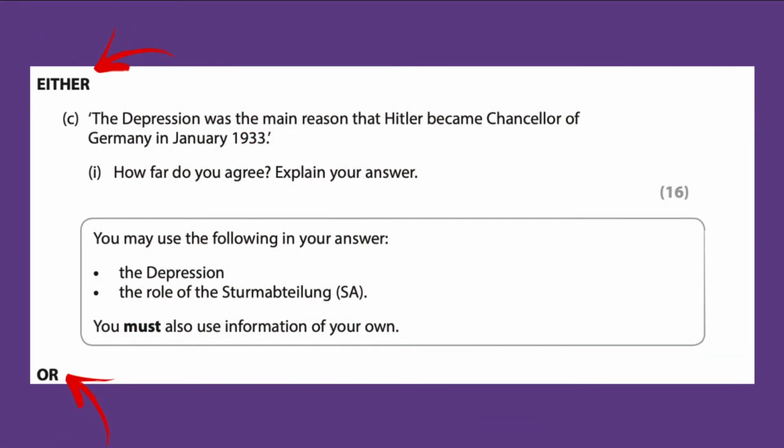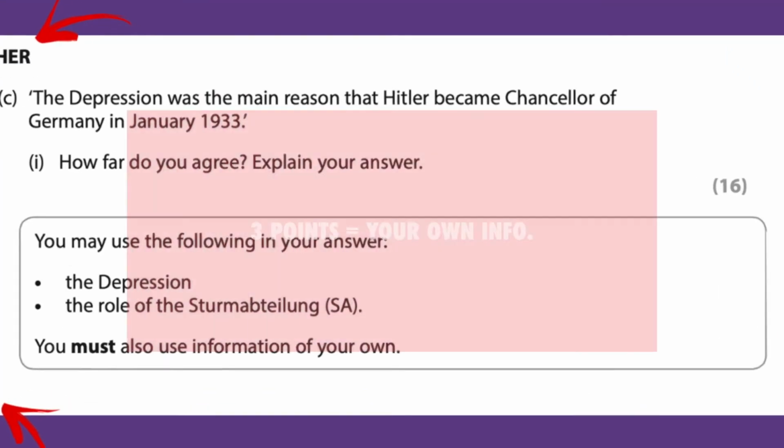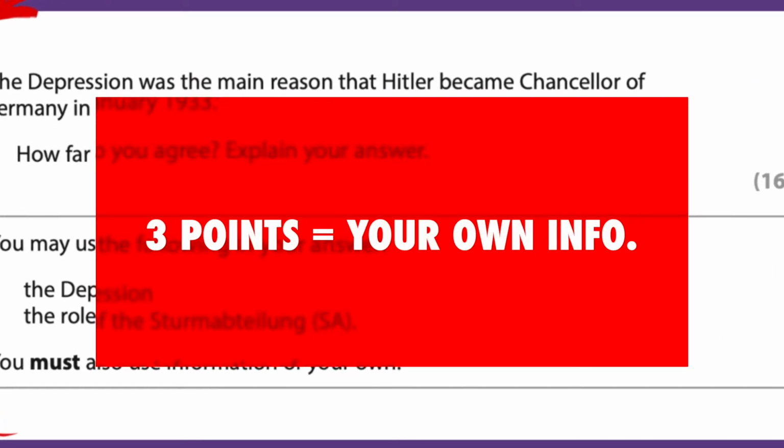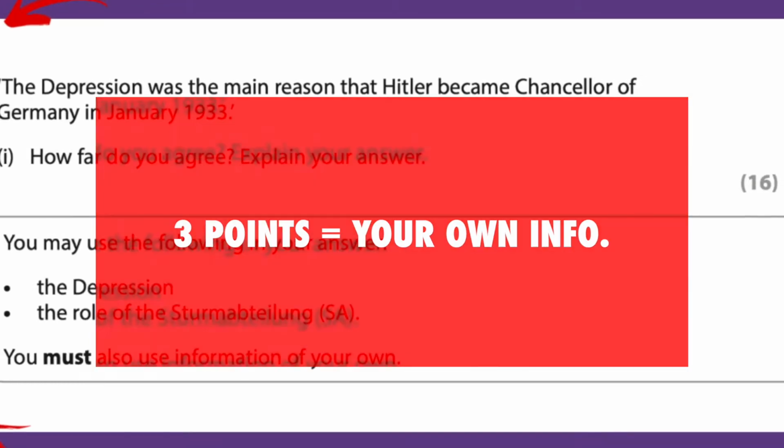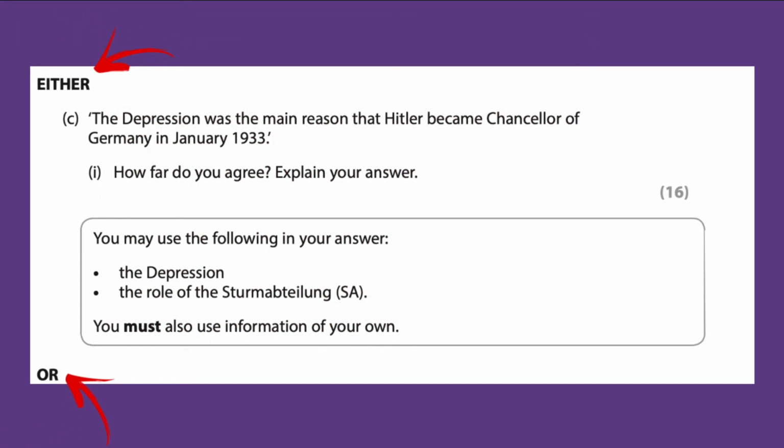Now, some people might do it in another way. For example, they might take 3 whole points from their own. So for example, in relation to the question, I'll just give an example. They'll just give 3 reasons from their own knowledge why Hitler became Chancellor of Germany. Well, you could do that, but one teeny tiny problem with that is that you can waste a lot of time in trying to think out 3 entire reasons on your own, because it's hard to talk about how Hitler became Chancellor of Germany if you don't talk about the SA or the Great Depression.